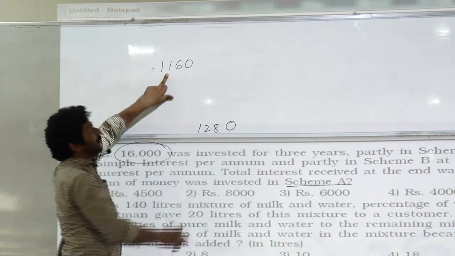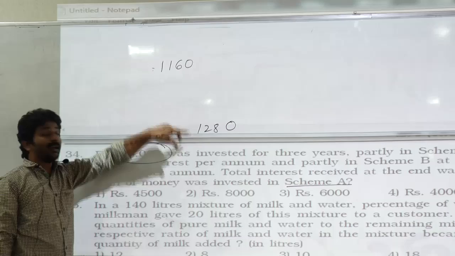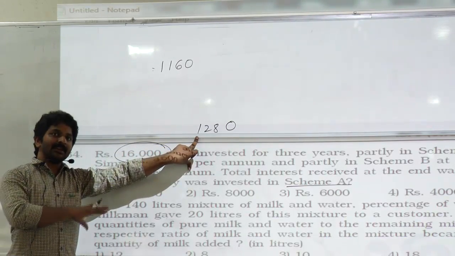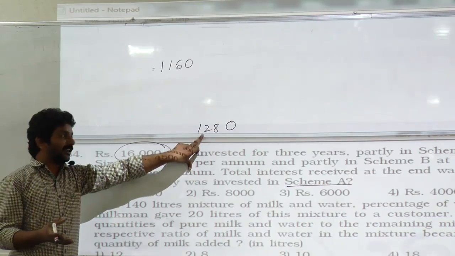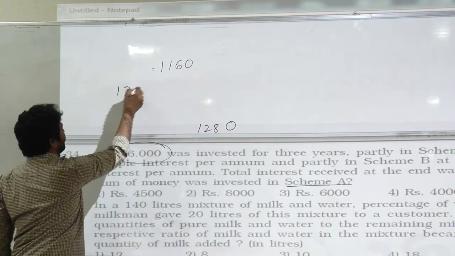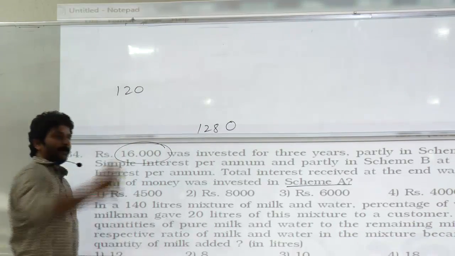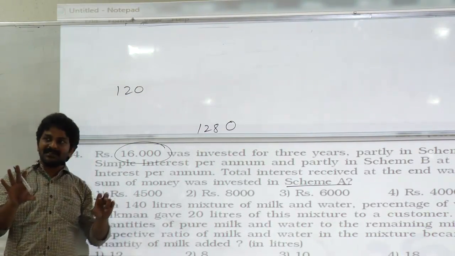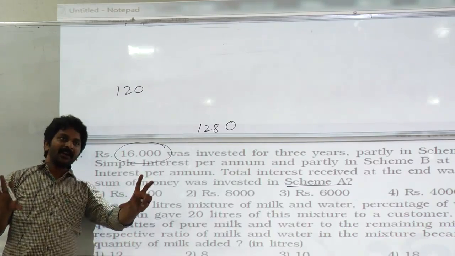How much is 1280 more than 1160? 120. We got 120 more, right? If the total money is given for 8%, we will get 1280, which is 120 more than the original number. Why are we getting 120 more? Because there is some money which is given for 5% and the remaining for 8%.